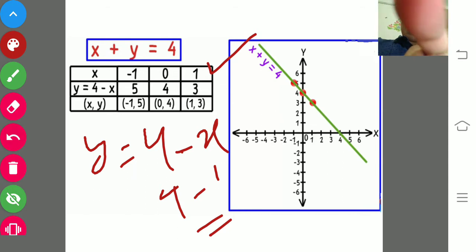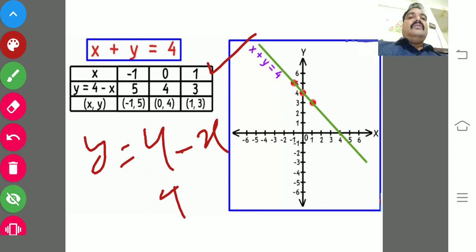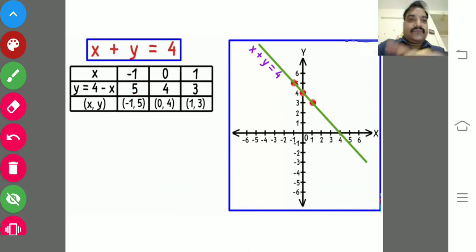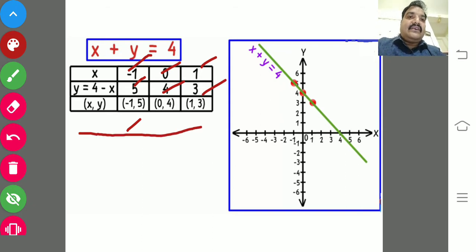And if you take minus 1, then 4 minus of minus 1 is 4 plus 1, you will get 5. So when you take x equal to 0, you got 4. When you take x equal to 1, you got 3. And when you take minus 1, you got 5. After solving for the y value, simply write the coordinate points. X value minus 1, y value 5. And x coordinate 0 and y coordinate 4. Like that, 1 and 3. So this is the ordered pair form.